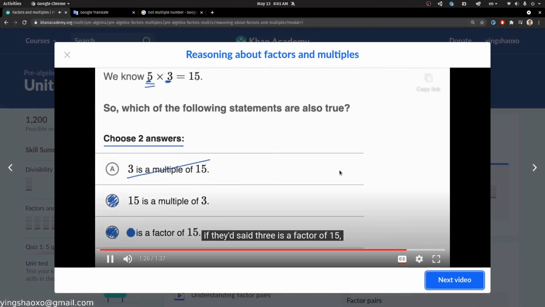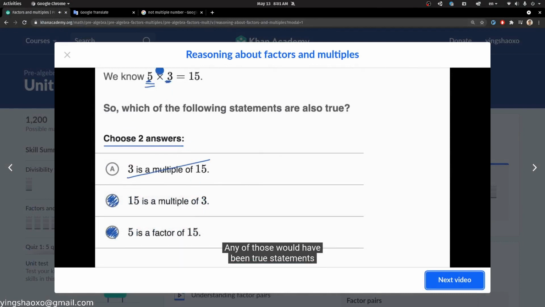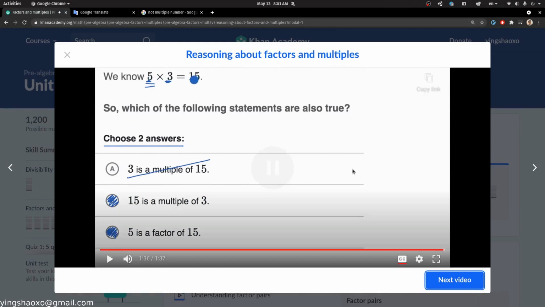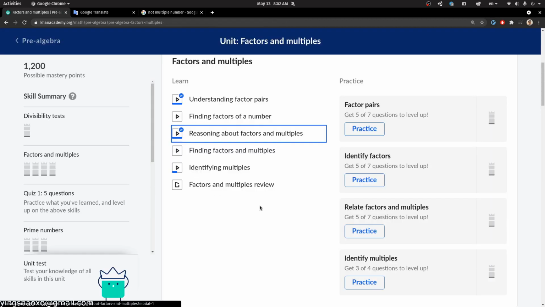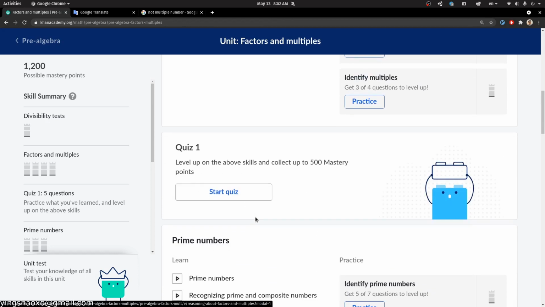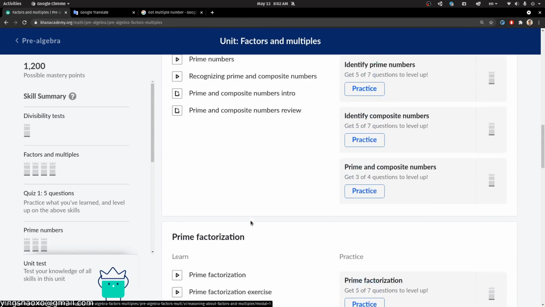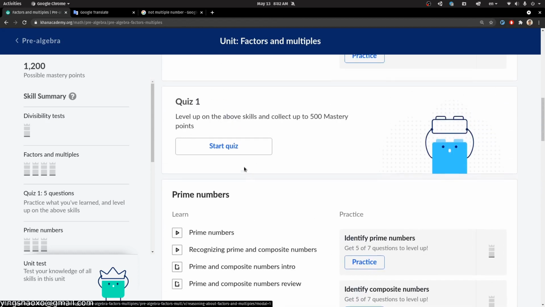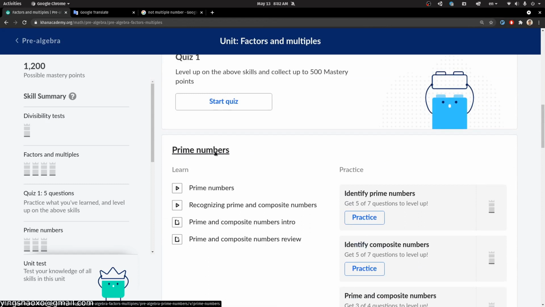It would have also been true if they said 3 is a factor, or if they said 15 is a multiple of 5. Any of those would have been true statements based on what we know, that 5 times 3 is 15. Okay, that's pretty straightforward. It's just another word for saying that 15 is a multiple of 5. I guess they're both true. So this is a simple idea. We shouldn't spend that much time on this. Let's go to the next one.